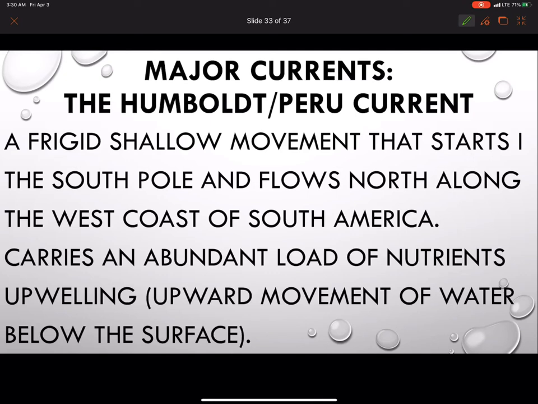Now, upwelling is actually upward movement of water below the surface. And what that does is that it brings a lot of nutrients, okay, down from the sea. That upward movement of water lifts up the nutrients that are found in the floor of the ocean, and it brings up a lot of nutrients, a lot of plants, a lot of food for the fish.